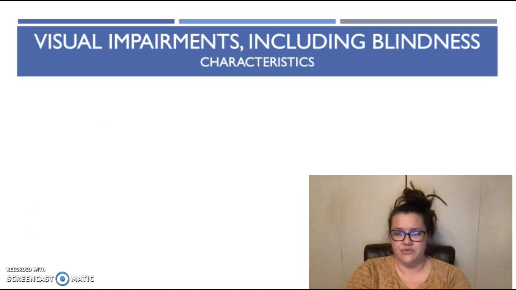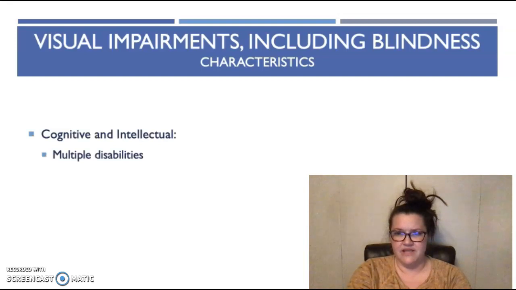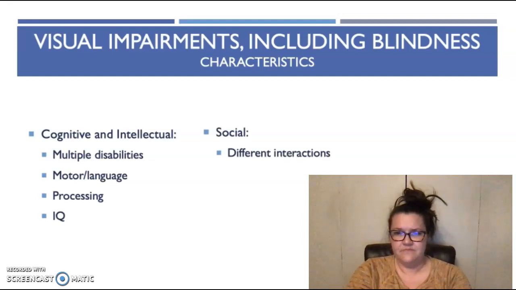For students who have visual impairments, the cognitive and intellectual characteristics are students having multiple disabilities, issues with motor and language skills, developing reactions and processing information. Their IQs vary. Some are gifted or have low intelligence. Socially, students have different interactions because they cannot share common experiences with sighted friends. Lack of social interaction can have an impact on self-esteem. They must have appropriate instruction and supports to develop skills.